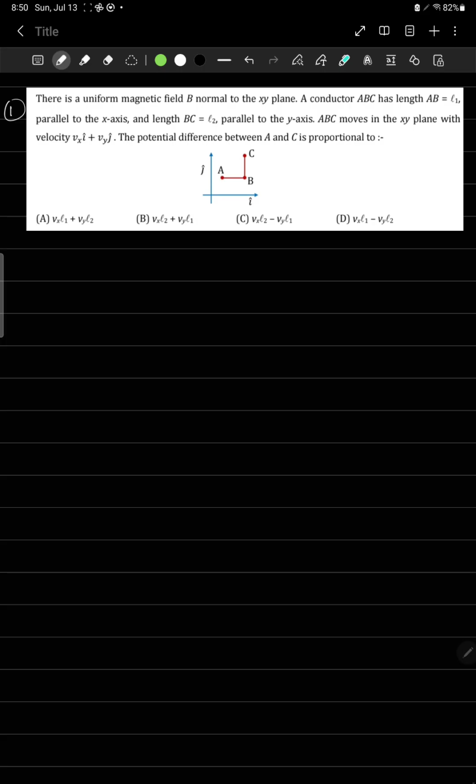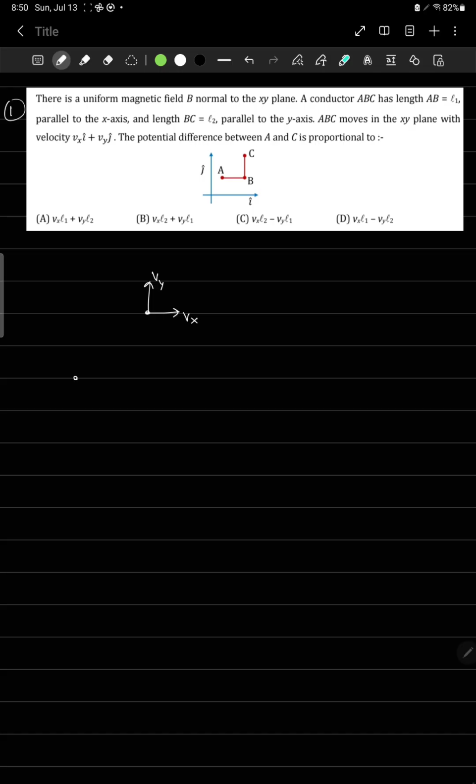There's a uniform magnetic field B normal to the XY plane. A conductor ABC has length AB equal to L1, parallel to the x-axis, and length BC equal to L2, parallel to the y-axis. ABC moves on the XY plane with Vx and Vy components, right? The potential difference between A and C is proportional to.